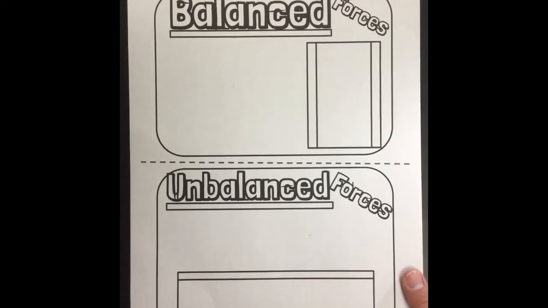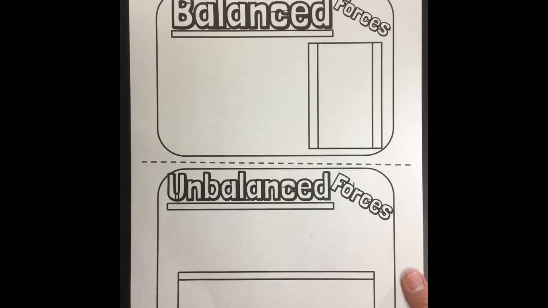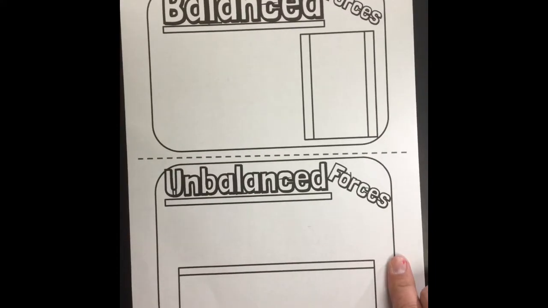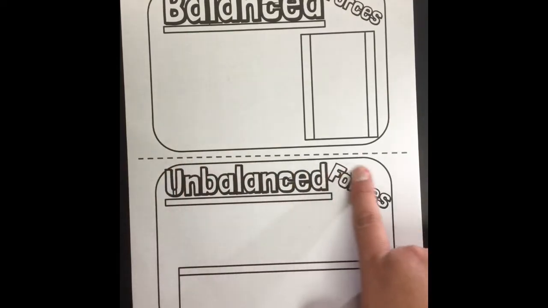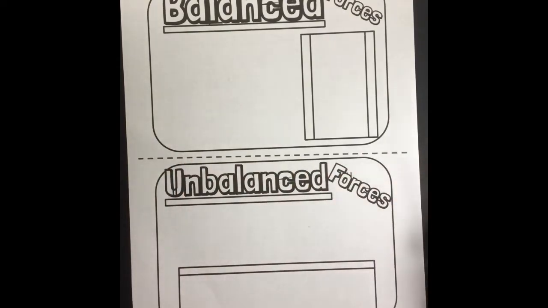Now we're going to do a quick review over balanced forces and unbalanced forces. You've got your handout. You see here it's got a dotted line right up in the middle. You're going to take your scissors and cut right on that line, so you have two separate rectangles.